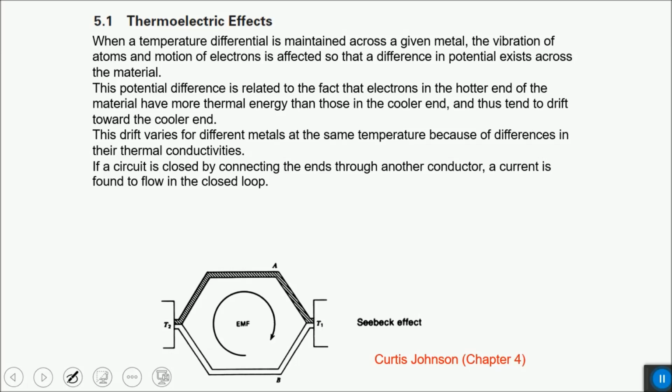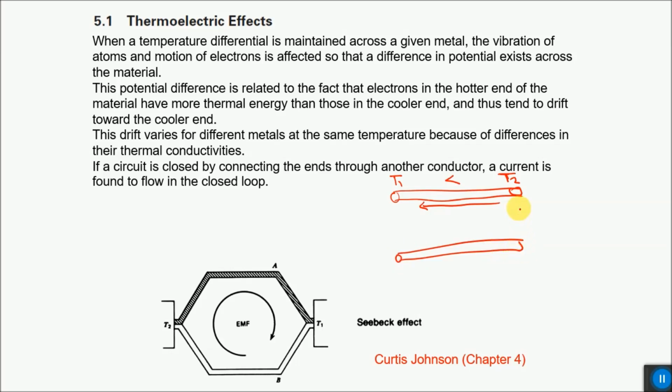Let me further clarify that. You have a metal wire of one material, and at this point there is temperature T1, and at this point there is temperature T2, and T1 is less than T2. So the electrons will try to drift from T2 to T1. Then you have another metal. This is metal 1 and this is metal 2. Again, it is at temperature T2 and it is at temperature T1. So the electrons will drift from T2 to T1.